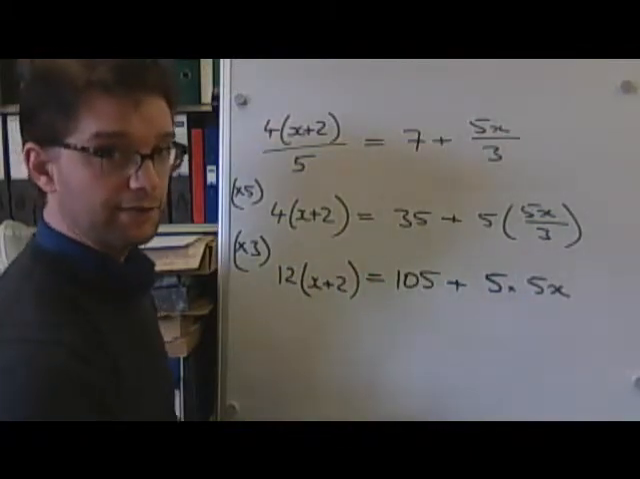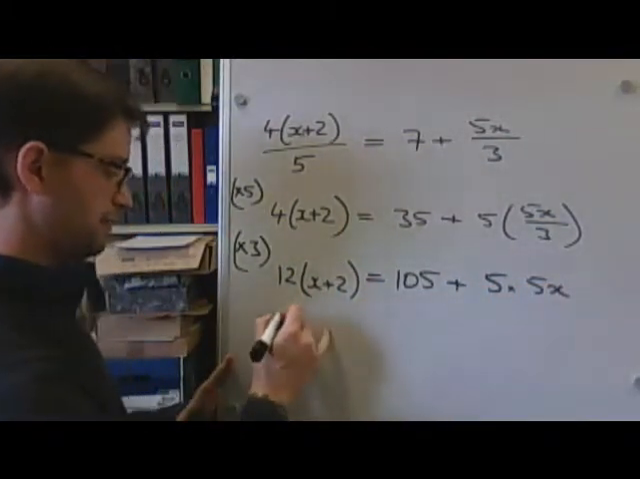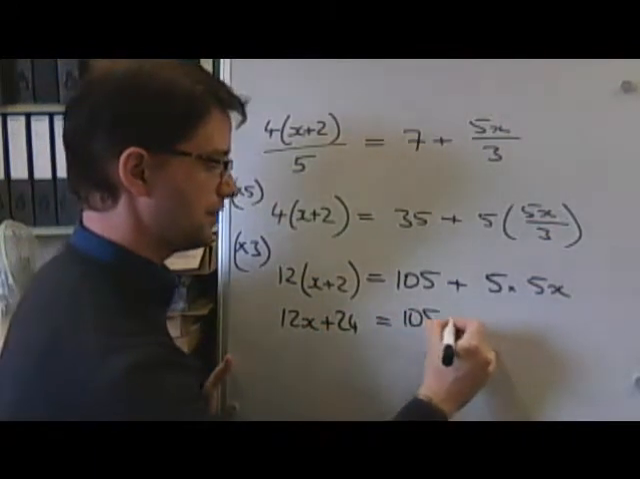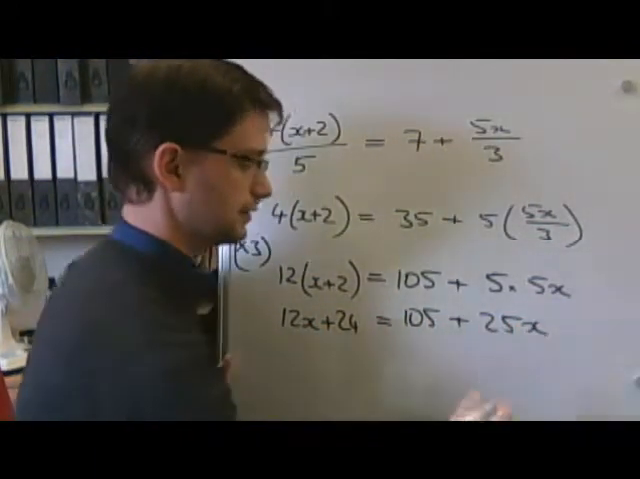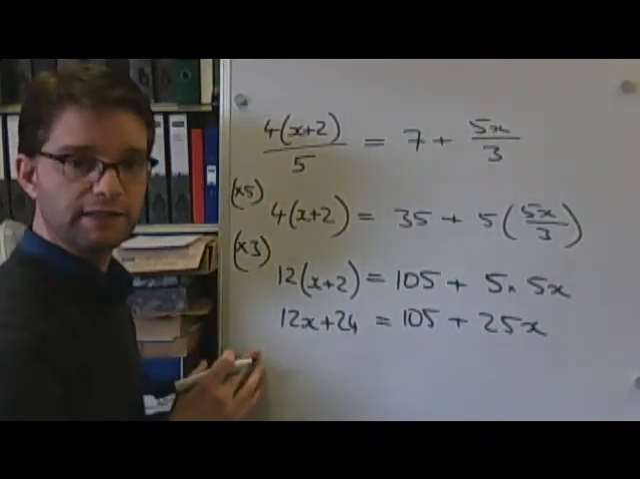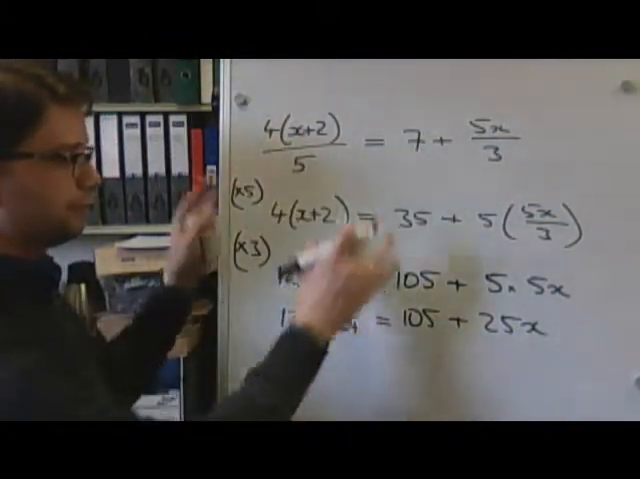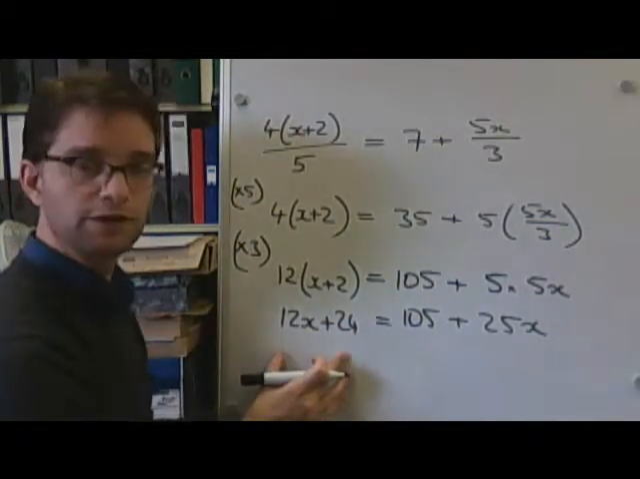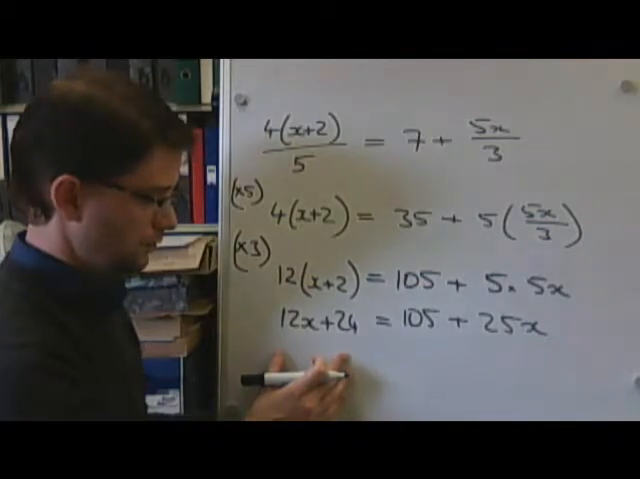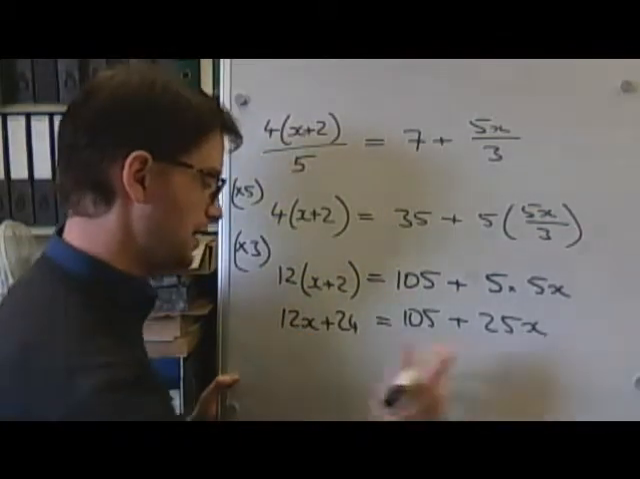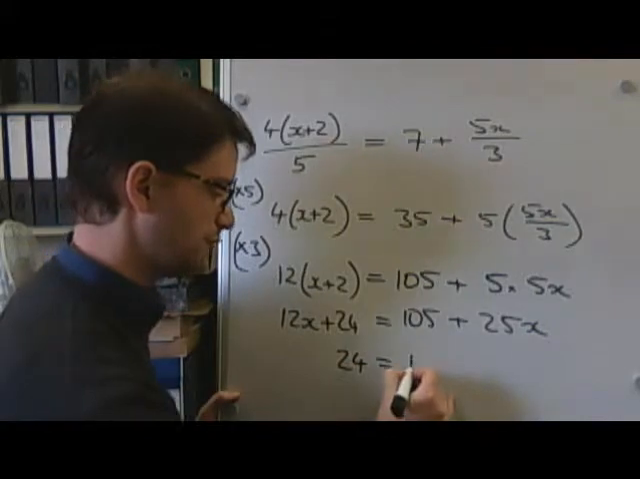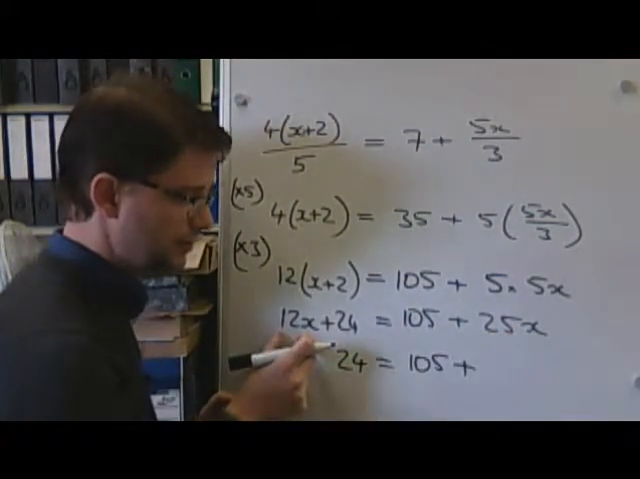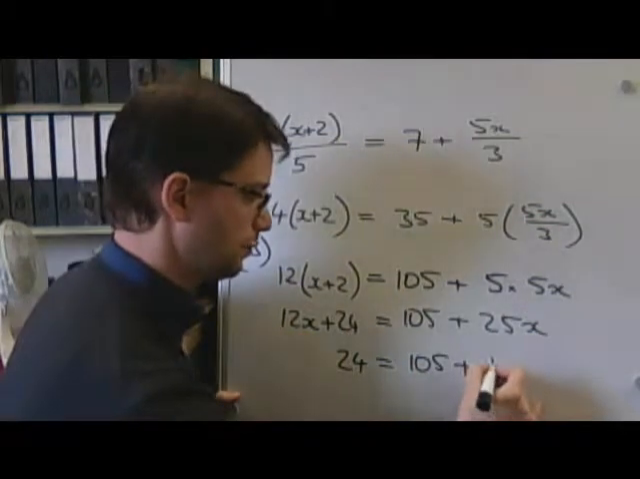Crucial thing being now though, I can multiply all of this stuff out. I've got 12x plus 24 equals 105 plus 25x. And this has now become a pretty simple linear equation from something that looked very complicated. This is a linear equation we can solve. I would bring this 12x over here and make it a minus. So I'd probably have 24 is 105 plus 25x, take away 12x, would be 13x.